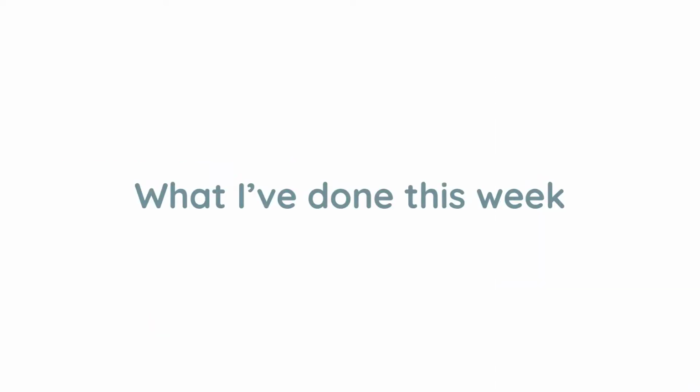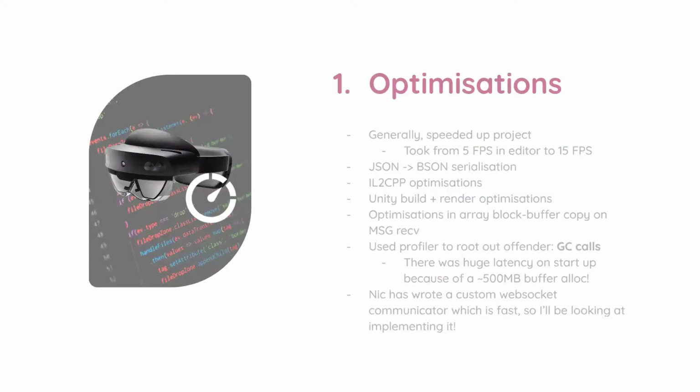So what I've done this week, first thing is optimizations to the project. Generally I sped it up from about 5 FPS in the editor to 15 FPS, which is a pretty good improvement. Mainly this was done through changing JSON serialization to BSON, so instead of text-based we used binary-based serialization. Compiler optimizations with IL2CPP, and some very small things you can do in Unity to speed up the build process as well.